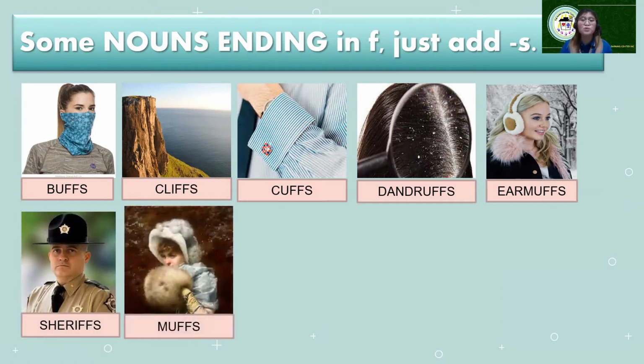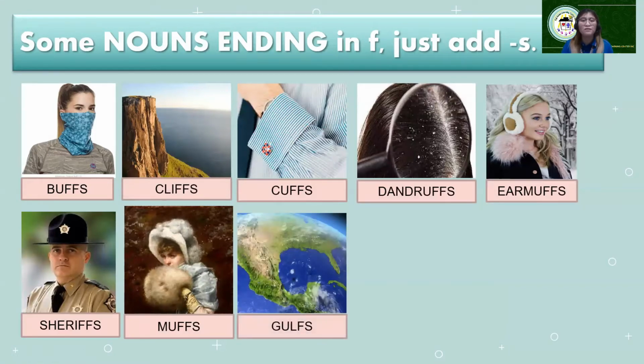Muffs is also a protection for our hands, especially if it's cold weather. It's almost the same with mittens. However, muffs is looking like this. Mittens are like gloves. Okay? Next one is gulf. So a gulf is bigger than a lake, but a gulf is surrounded by land. So a body of water surrounded by land, bigger than a lake.